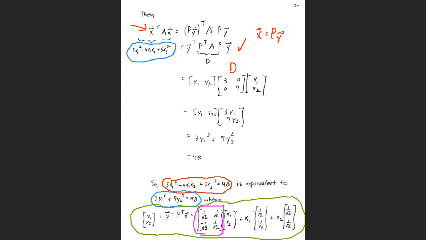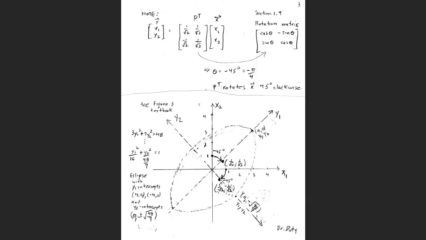Let me show you now. This is really, truly cool what you're going to see. Here's what's going on. The matrix P transpose is a rotation matrix.